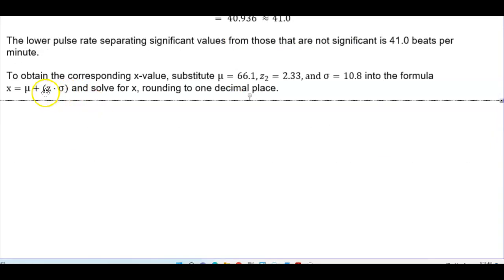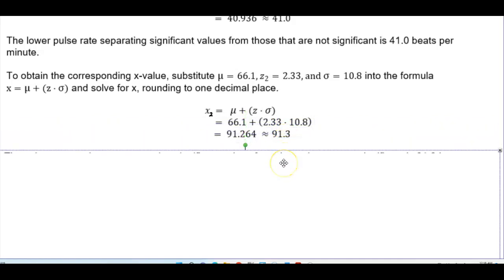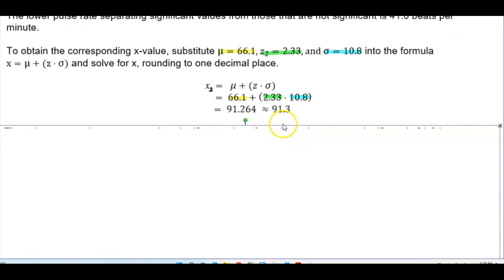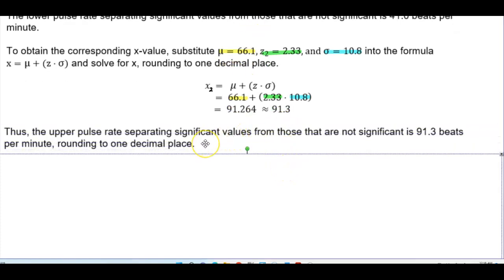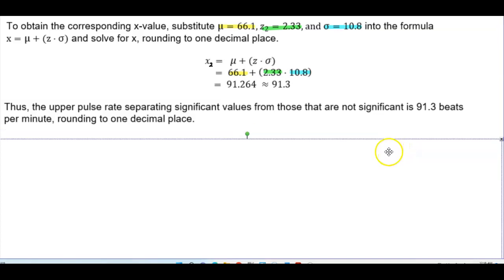Now to obtain the next x value, x2, we use the same mean of 66.1 and the same standard deviation of 10.8, but z2 is positive 2.33. If we take 10.8, multiply it by 2.33, and then add 66.1, we get 91.264. Rounding to one decimal place gives us 91.3. Thus, the upper pulse rate separating significant values from those that are not significant is 91.3 beats per minute.